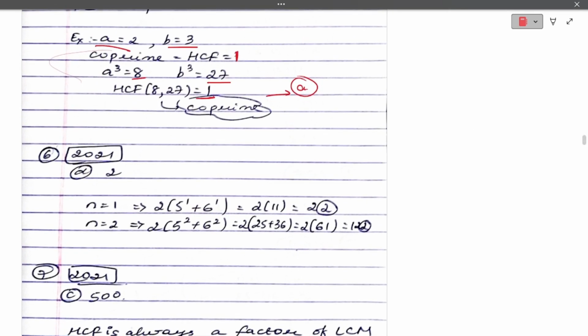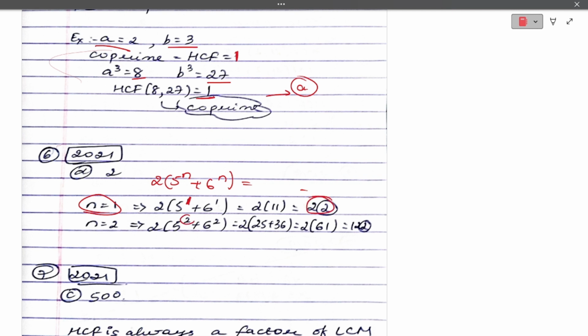Okay, now let me take the values for n. I'll take n is equal to 1, that time 5 to the power of 1. So I have been given this expression 2 into 5 to the power of n plus 6 to the power of n. What is the digit it ends with? So the units place digit is basically what we are supposed to find. When you substitute n is equal to 1, you will get 22.